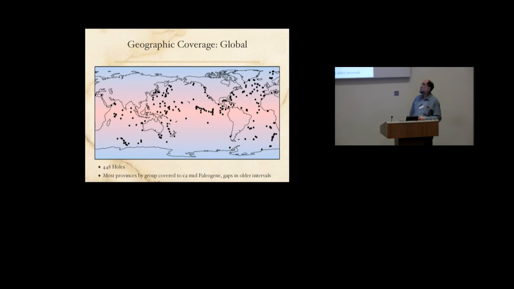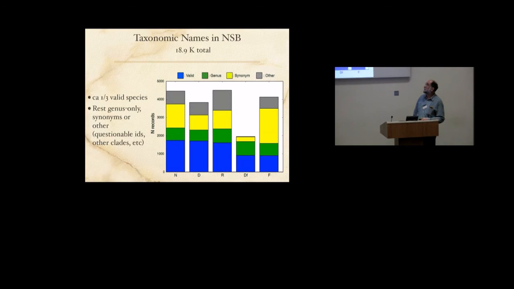And of course, the distribution of data is global. We have 448 holes at the moment in the system, and this covers pretty well for the Neogene, all the biogeographic provinces for almost all the groups. It's somewhat with gaps in the Paleogene, depending on the fossil group, and there's only very limited geographic coverage in the Cretaceous. And it has, of course, as I said, the taxonomy, including the synonyms.